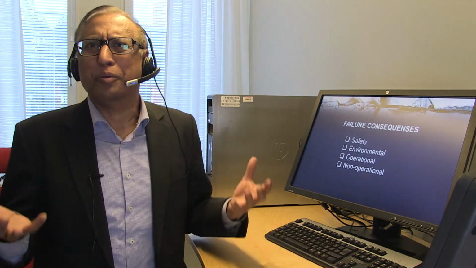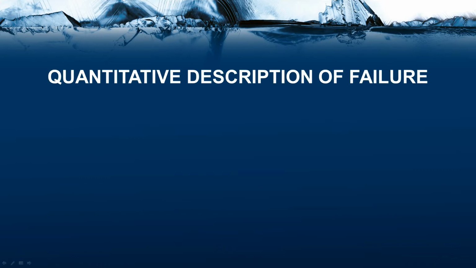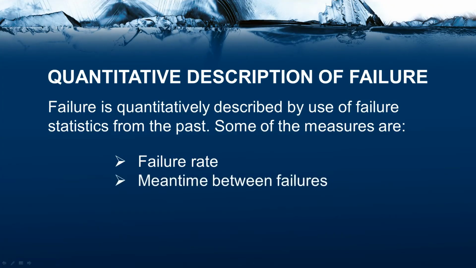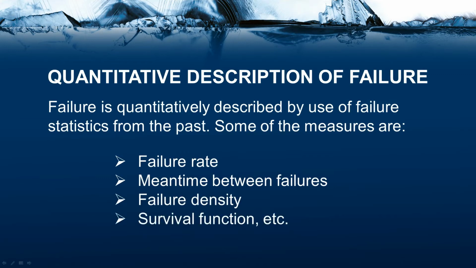And once we have talked about these consequences, we would like to measure them. You want to know what they mean in quantitative terms. It's worth knowing how we can quantitatively describe failure. Often failure is described by use of failure statistics from the past. Some of the measures are failure rate. People use failure rate to describe how fail-safe a system is. Mean time between failures is a very common measure for describing failure in a quantitative way. Then there is the failure density function or survival function, etc.